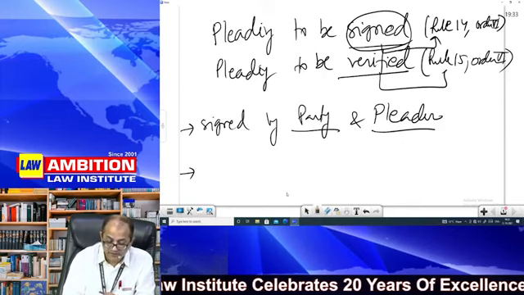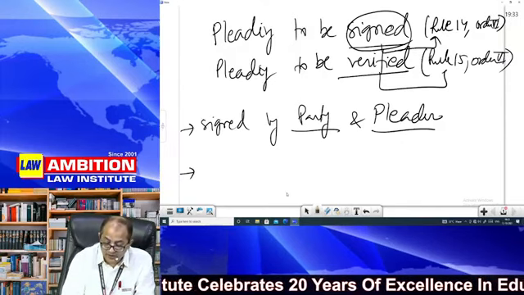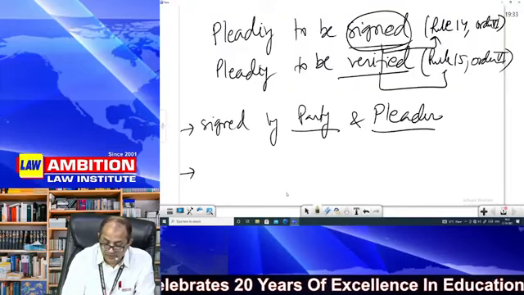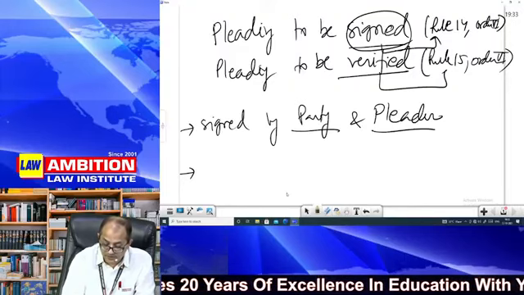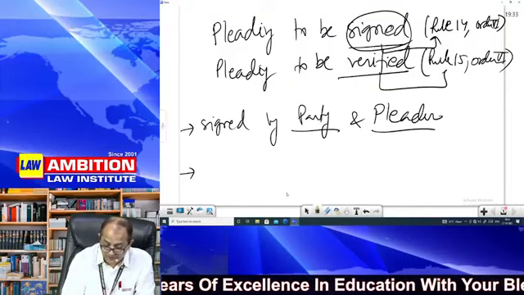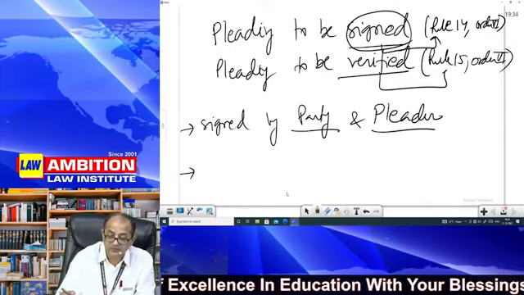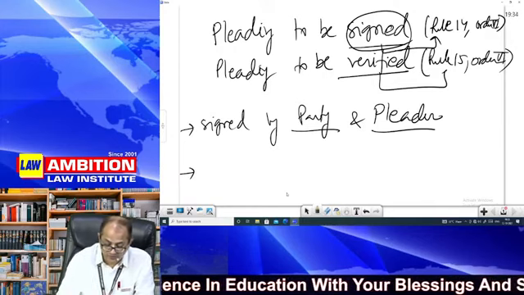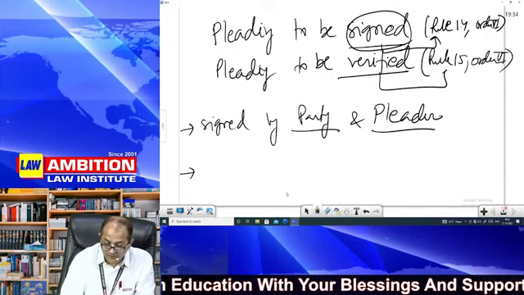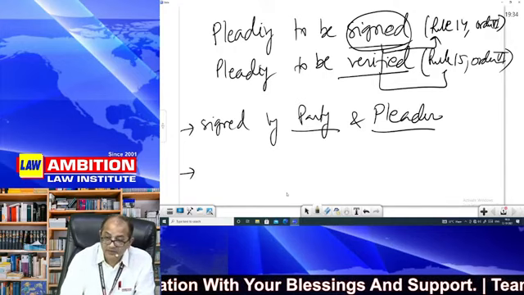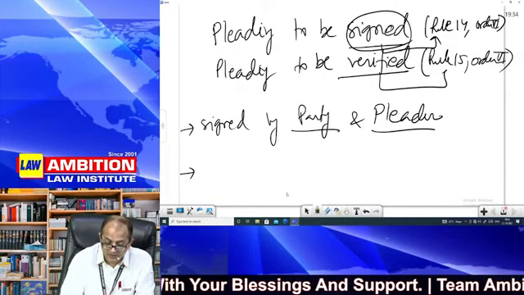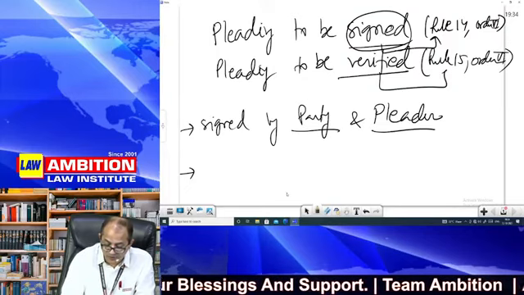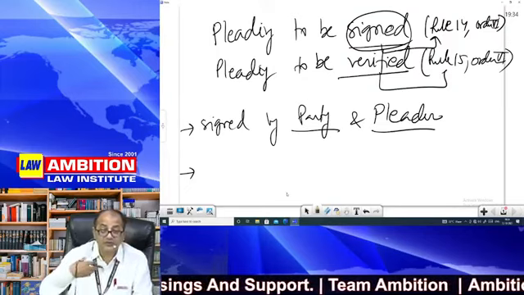Verification, Rule 15. Save as otherwise provided by any law for the time being in force, every pleading shall be verified at the foot by the party or by one of the parties. So you have to verify that all those averments, all those facts are correct to my knowledge. The person verifying shall specify, by reference to numbered paragraphs, what he verifies of his own knowledge. Para numbers 1, 2, 3 shall be verified of his own knowledge, because he knows the facts better.